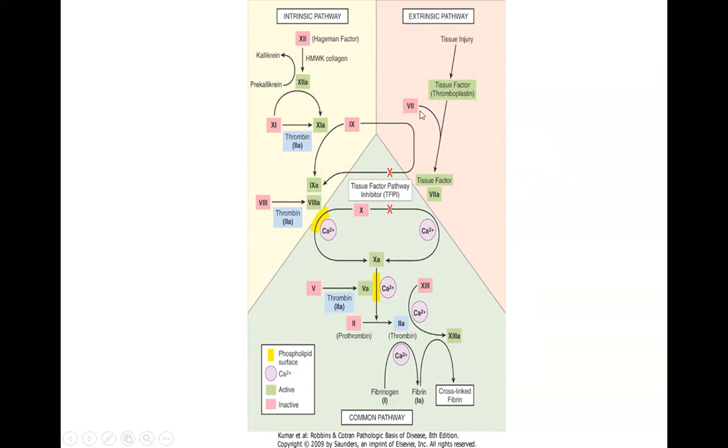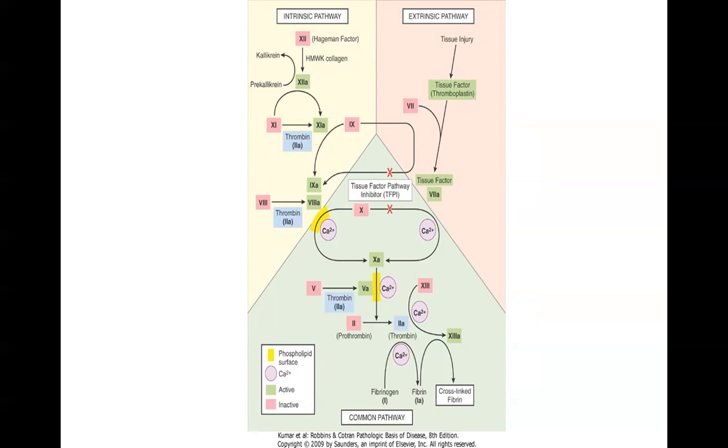It will combine with factor 7, leading to the formation of tissue factor 7A complex. So factor 7 will get activated. The A indicates the factor is now activated. So the tissue factor 7A complex is the only step in the extrinsic pathway. That's it. Tissue factor release combines with factor 7, forming the tissue factor 7A complex. That's the extrinsic pathway.